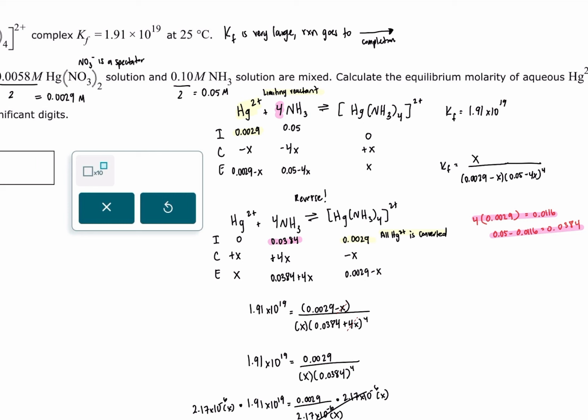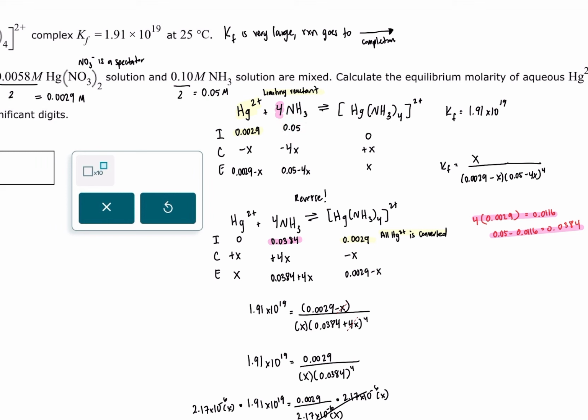Now, here's another trick with this problem. We have a limiting reactant here. Because we have 1 Hg2+ versus 4 NH3s, the number that I put here needs to take these details into account. Now, luckily, it's not too difficult to calculate this number. All you have to do is take this 0.0029, or whatever number you have here, and multiply it by the coefficient here. And I have it written out over here. Once you get that number, you're going to subtract it from the number that you have here.